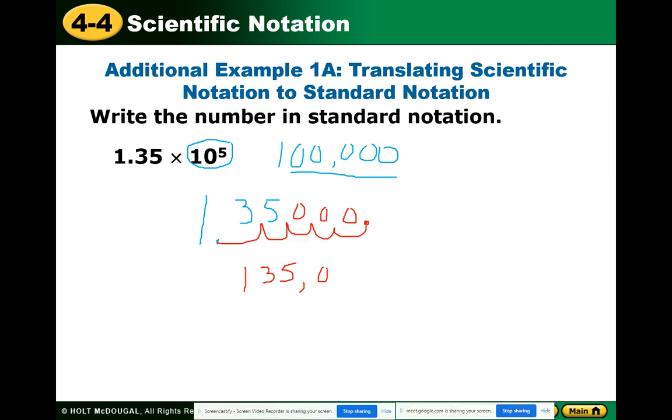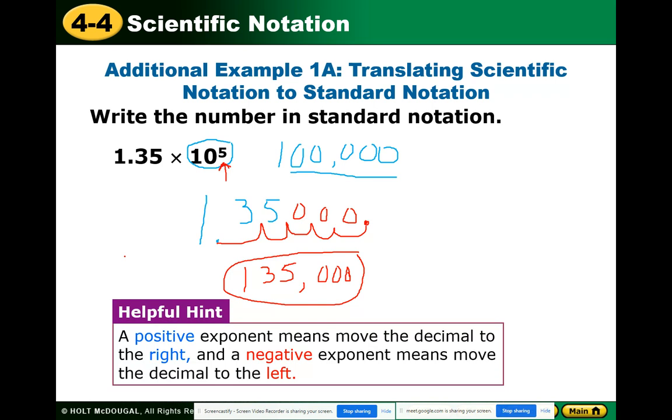Yeah, they are. Super important. The decimal is way to the right here at the end. So that's important. So 1.35 times 10 to the fifth turns into 135,000. The 5 tells us how many places to move the decimal. So we always start at the decimal, move it 5. Now it's a positive 5, positive exponent, so we move it 5 to the right. If it's a negative exponent, we move it 5 to the left.